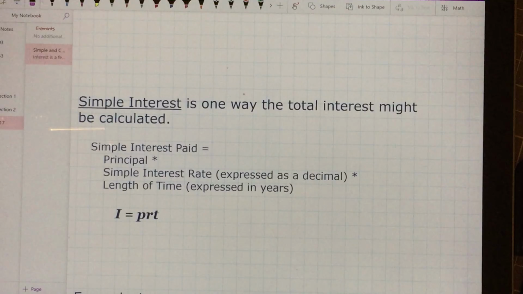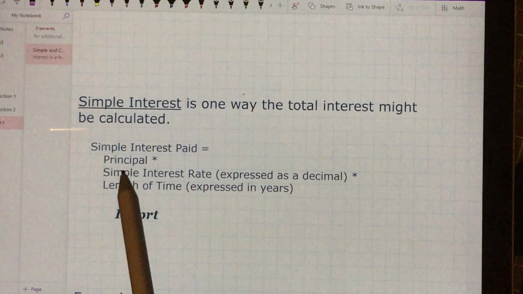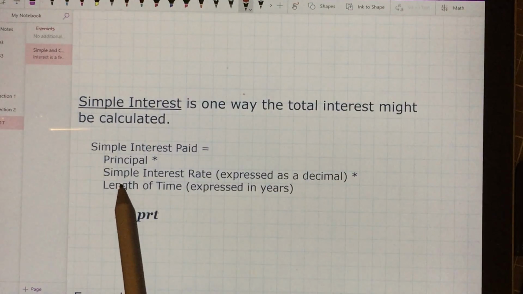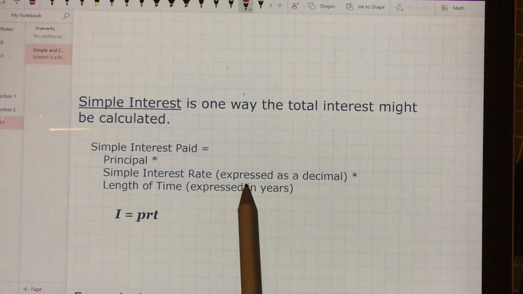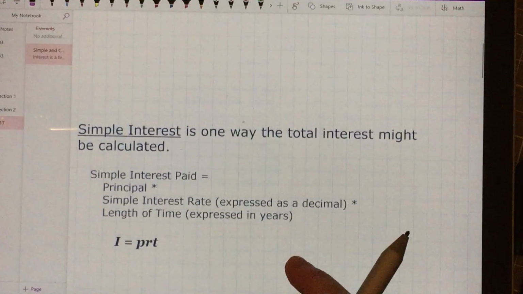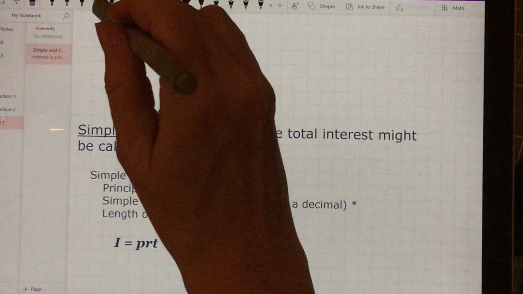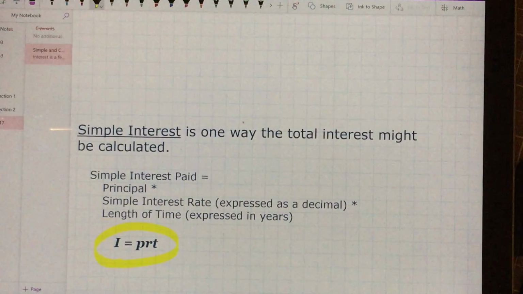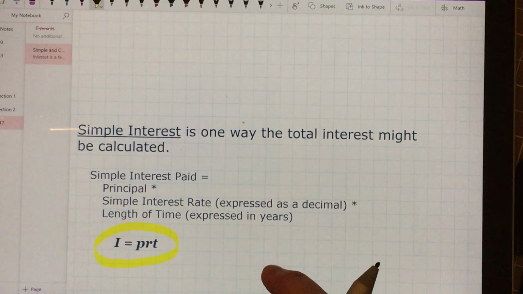Simple interest is one way the total interest might be calculated. If we want to know the total interest that was paid, if it's simple interest, the formula is to multiply the principal times the simple interest rate, which will be expressed as a decimal, times the length of time expressed in years. So we get the formula: interest equals principal times rate times time.